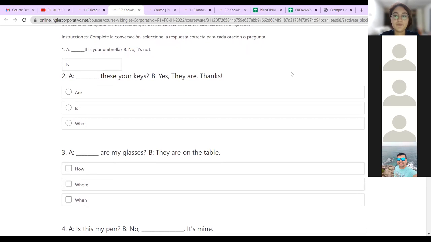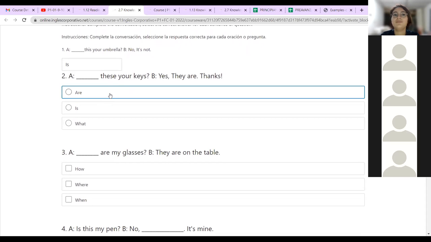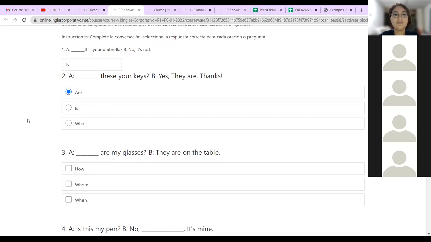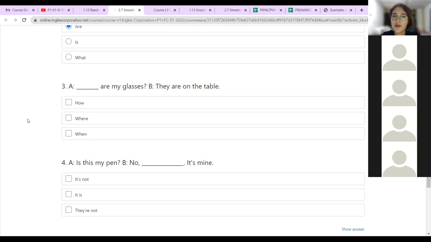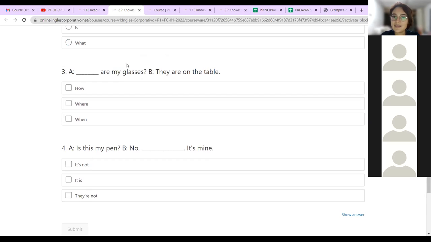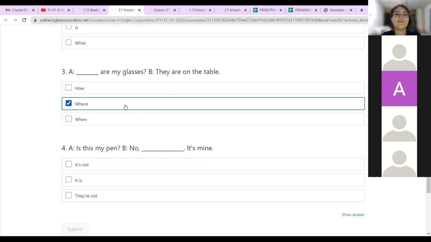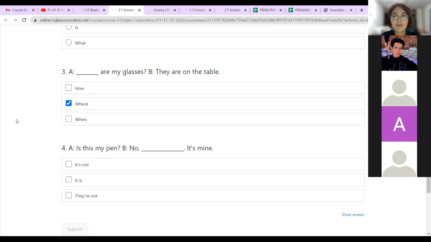Okay, number two. These are or is? Are these your keys? Number three. Glasses, plural. Where, how, or when? We see the answer. They are on the table. Where are my glasses? They're asking for a place, right? So where?